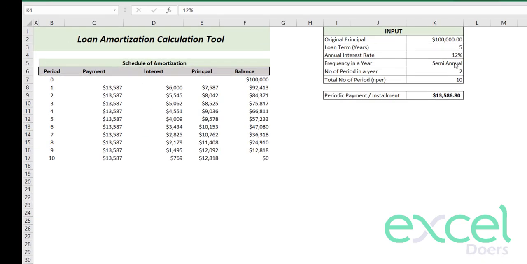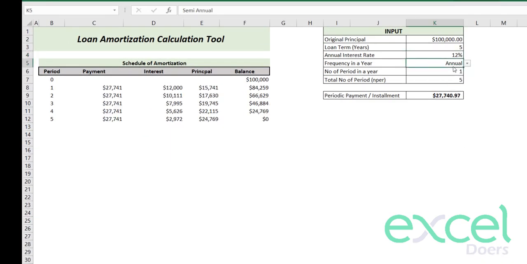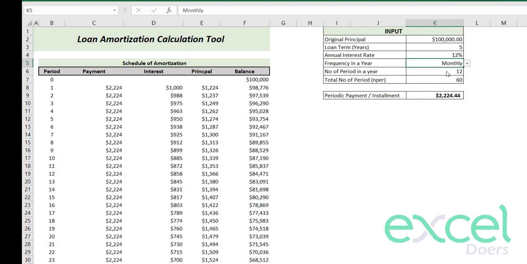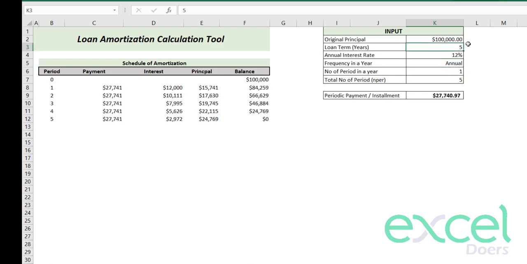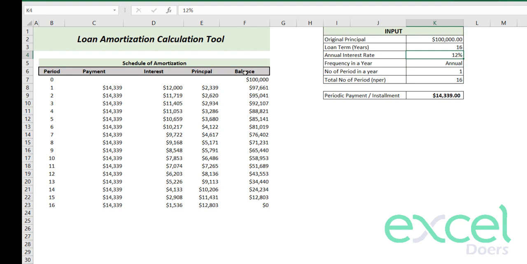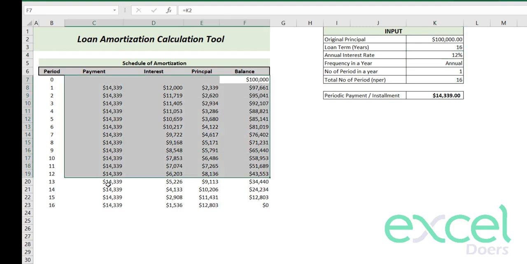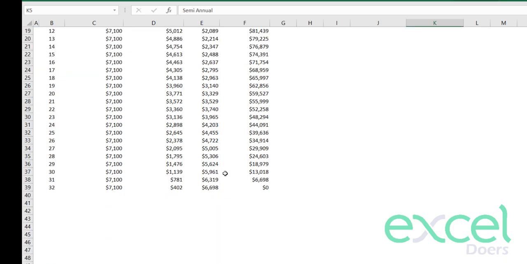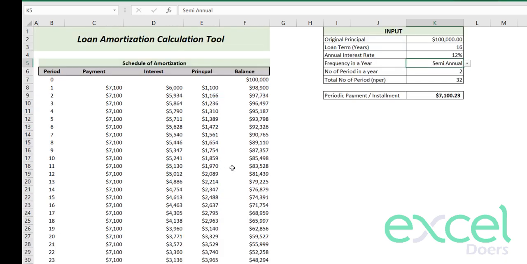Welcome guys. In this video you will learn how you can automate and create the amortization table directly in Excel without changing any formula. You will simply input the criteria and all the tables will populate themselves. You just change your term and it will create itself. So that is all you're going to learn in this video.